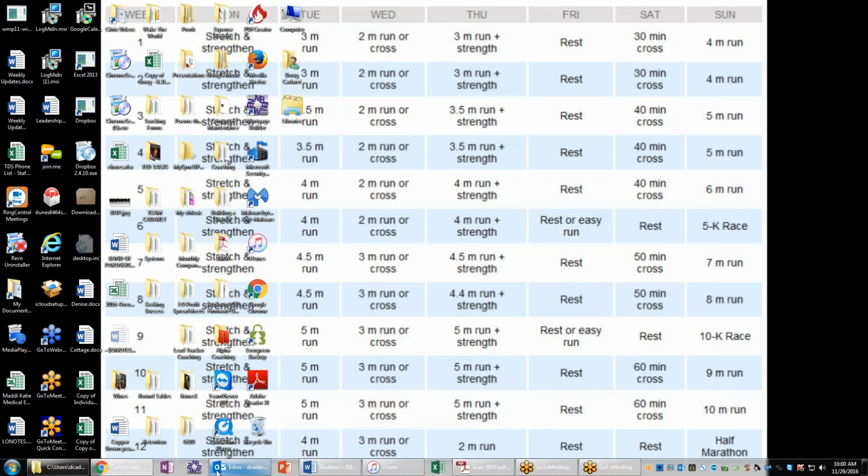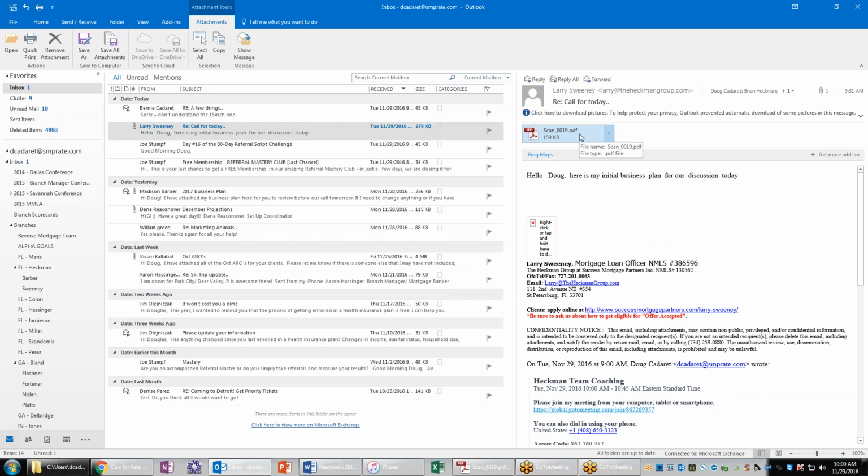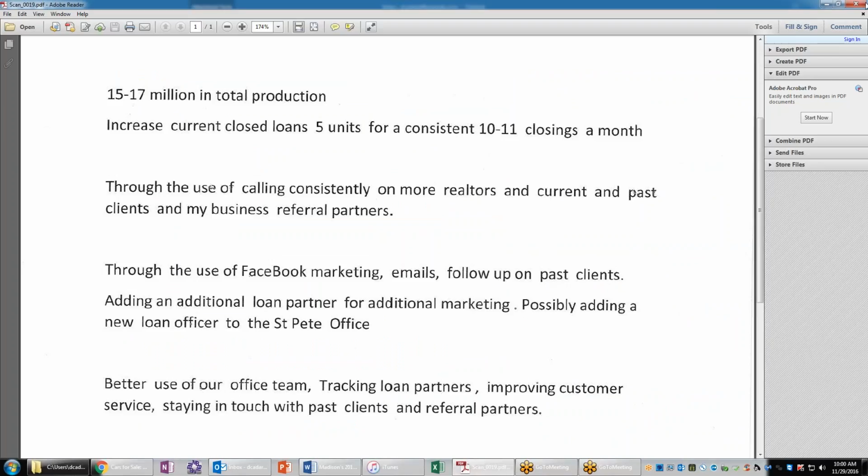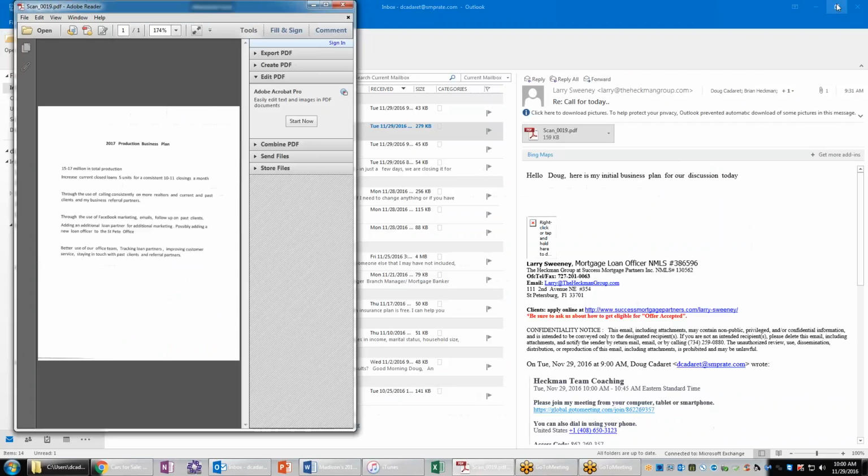Already started. So let's go with yours, my friend. Let's take a look at this bad boy. Okay. All right. So you can see it on the computer screen?